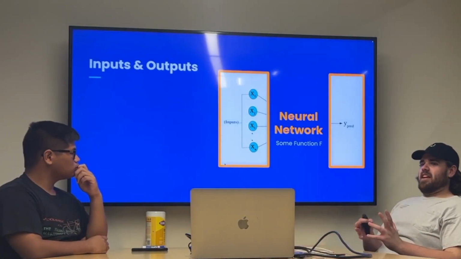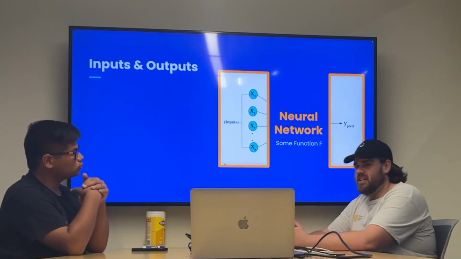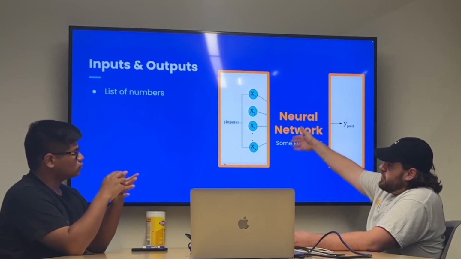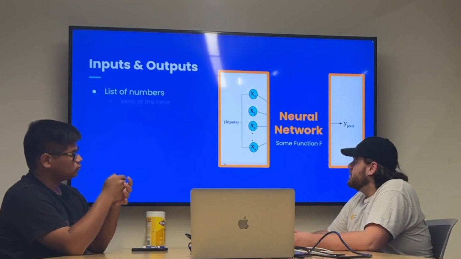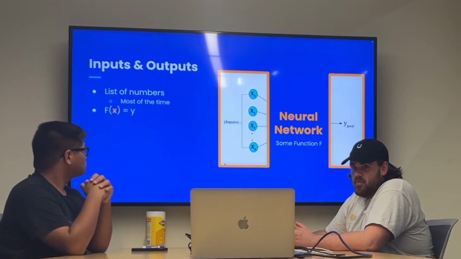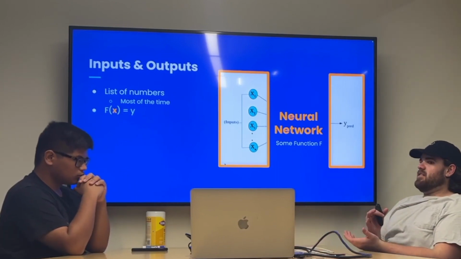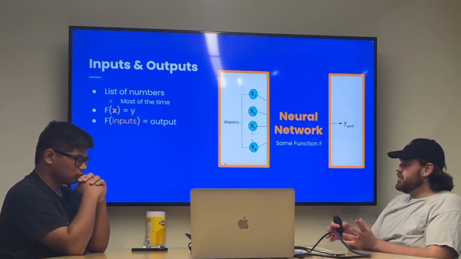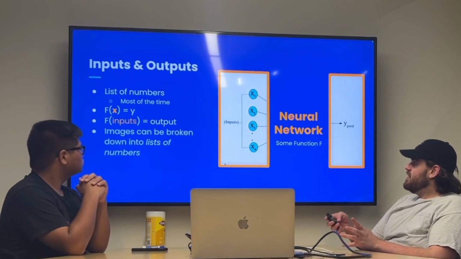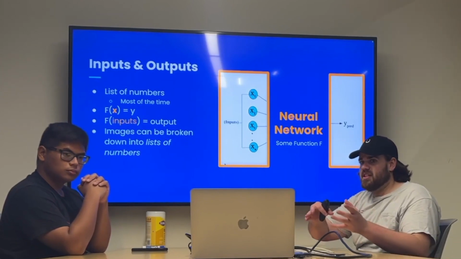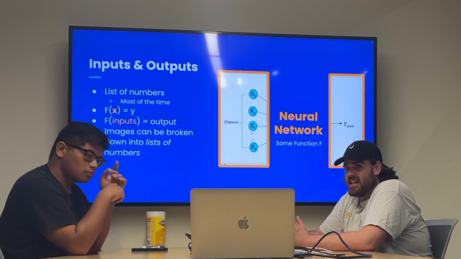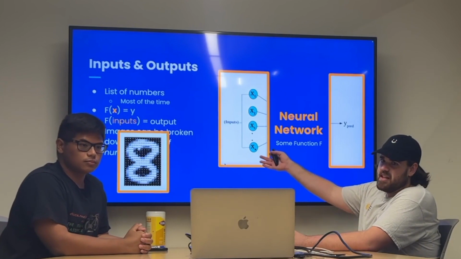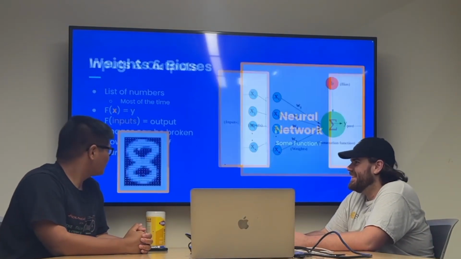A neural network can be formed using inputs and outputs. This neural network tries to map some number of inputs, or list of numbers, which are most of the time a list of numbers. You give it a list of numbers, x is what we're going to call it. You're trying to map some function f that can map the inputs into outputs. And since images can be broken down into lists of numbers, I'm alluding to convolutions later.